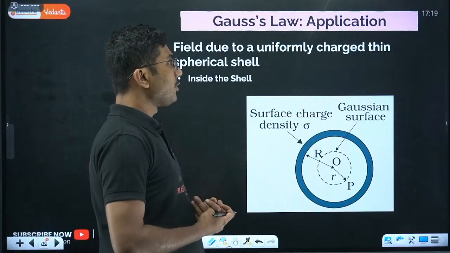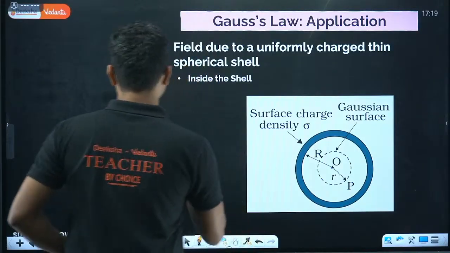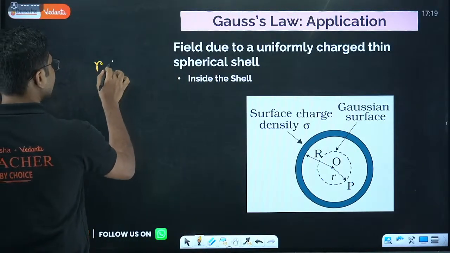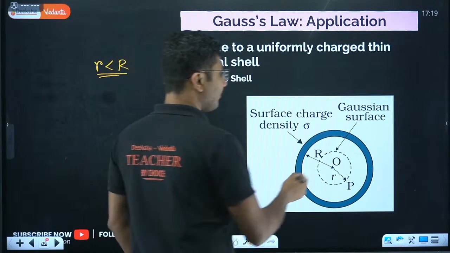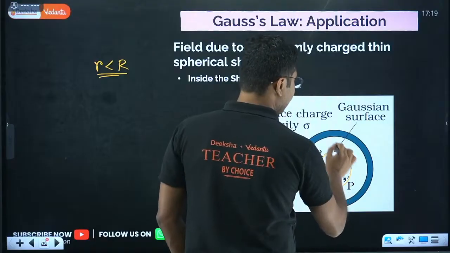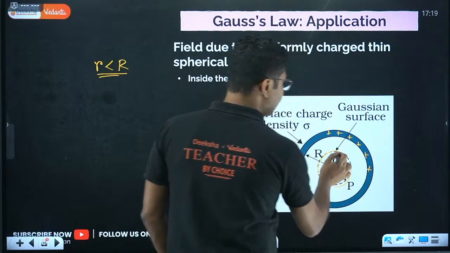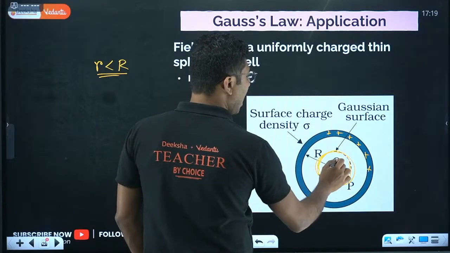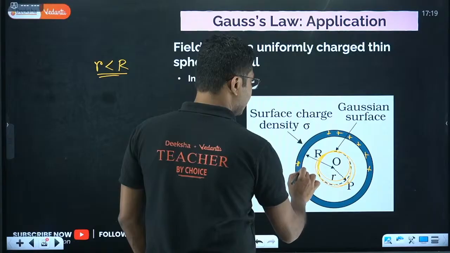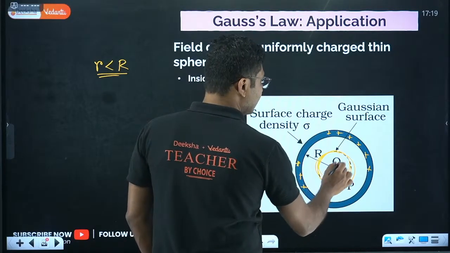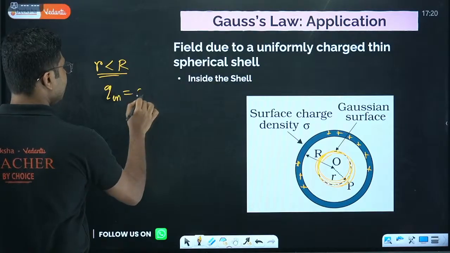Field due to a uniformly charged spherical shell, inside the shell. Now let us consider the case where the distance is less than the radius. So if the distance is less than the radius, this is your imaginary Gaussian surface. How much charge is located there? The entire charge is located outside the shell. That means the charge enclosed, Q enclosed, is actually 0.